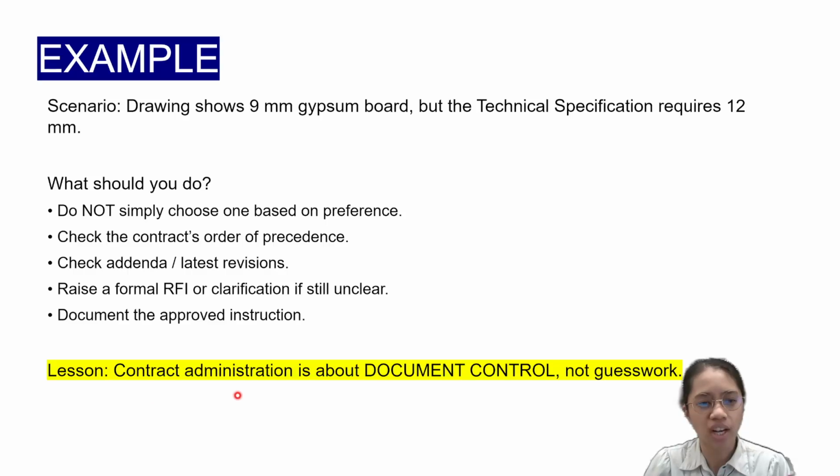Lesson: contract administration is about document control, not guesswork. So again, you need to have all the documents needed so you can decide well. And as a civil engineer who specializes in construction management, you now know the document hierarchy and are not just guessing, because we are technical.